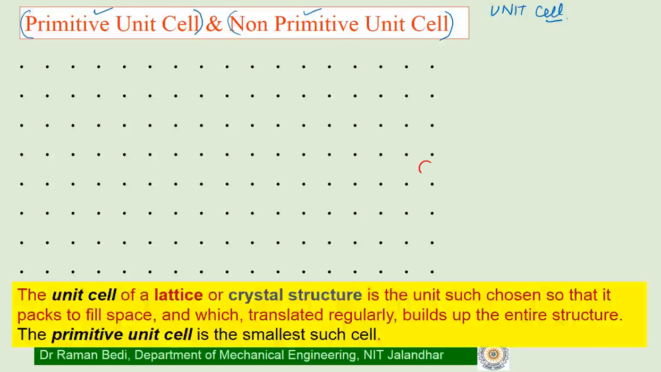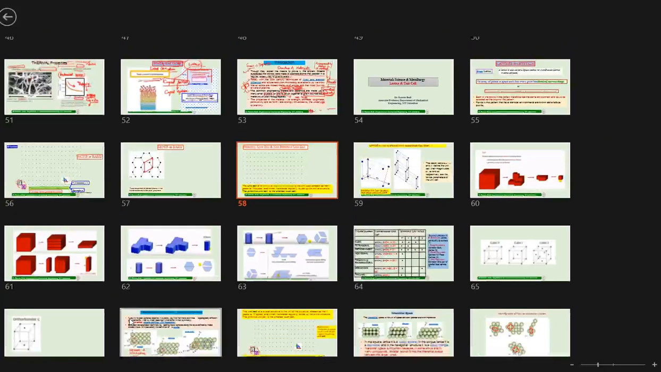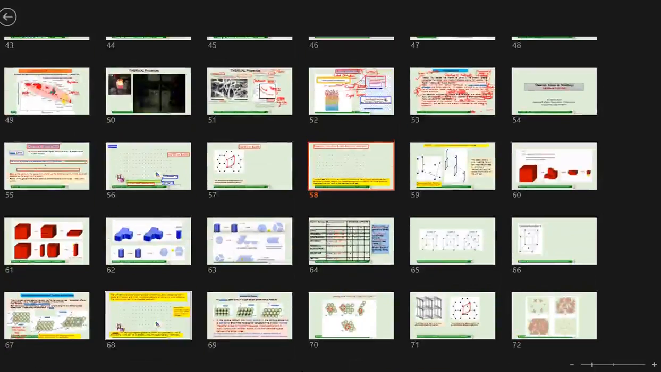But before going to the definitions here, let us see how do you define a unit cell. So what is a unit cell? So we say a unit cell of a lattice or a crystal structure is a unit so chosen that it is space filling. So the meaning of it will become clear in my next slides, why I am saying it must be space filling.